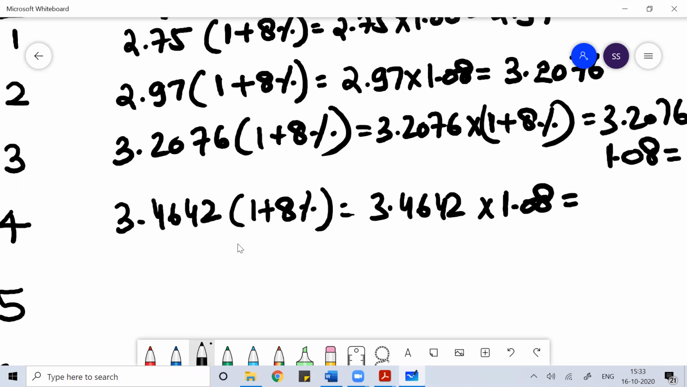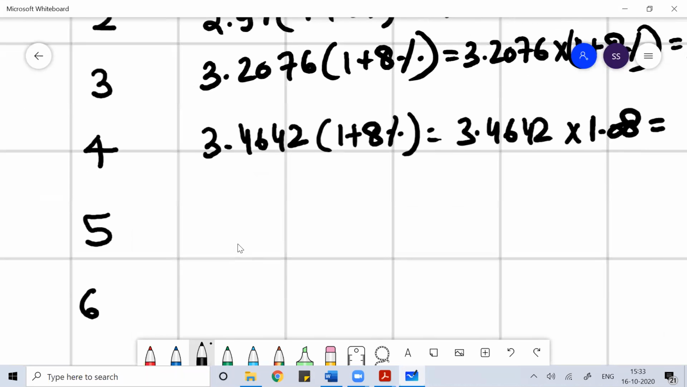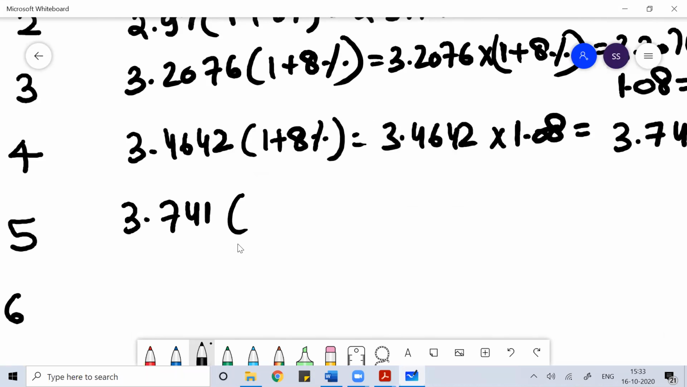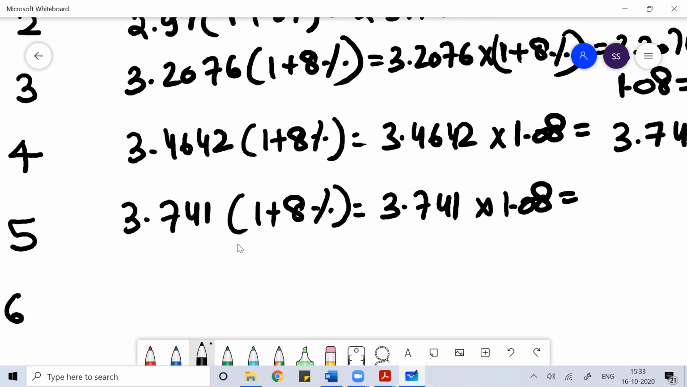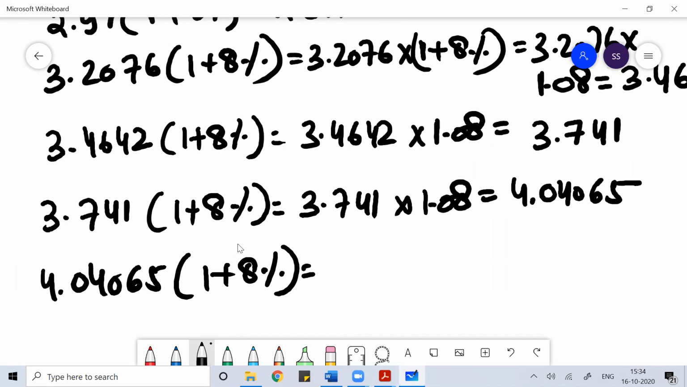This is 3.741. Then 3.741 will grow at the rate of 8%. This is 3.741 into 1.08, that is 4.04065. Then 4.04065 into 1 plus 8%, this is 4.04065 into 1.08. It is 4.3639.